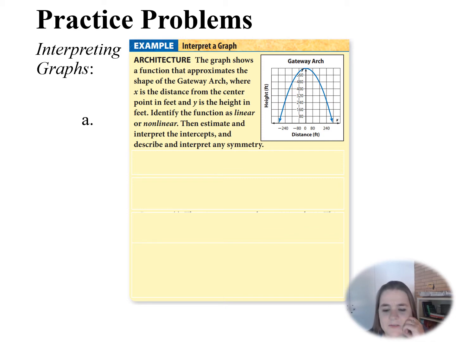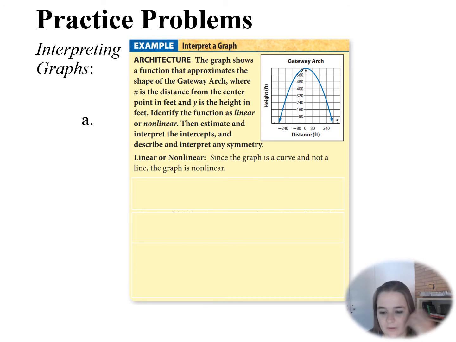So the first thing I need to identify is, is this linear or nonlinear? Can I represent this with a straight line, or is it not a straight line? Well, it's a curve. It's not a line, so this is a nonlinear function. In your notes, you need to write a sketch of this graph, and you need to have the term nonlinear. You can do this as bullet points. You don't need to write it out in sentences like I have here.